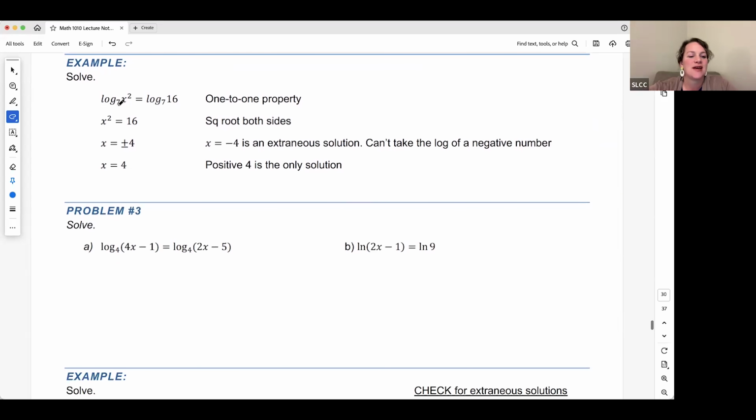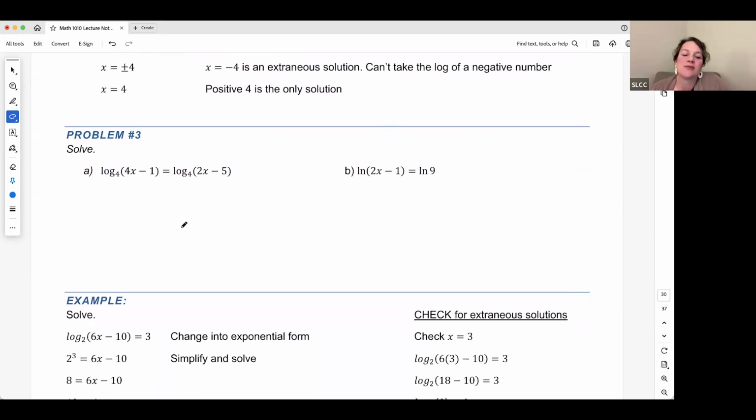What if I had the log base 7 of x squared equals the log base 7 of 16? I could just raise both sides to the 7. Boom, undone. X squared is 16. X is plus or minus 4. Now, negative 4 is an extraneous solution because you can't take the log of a negative. And so 4 is your solution.